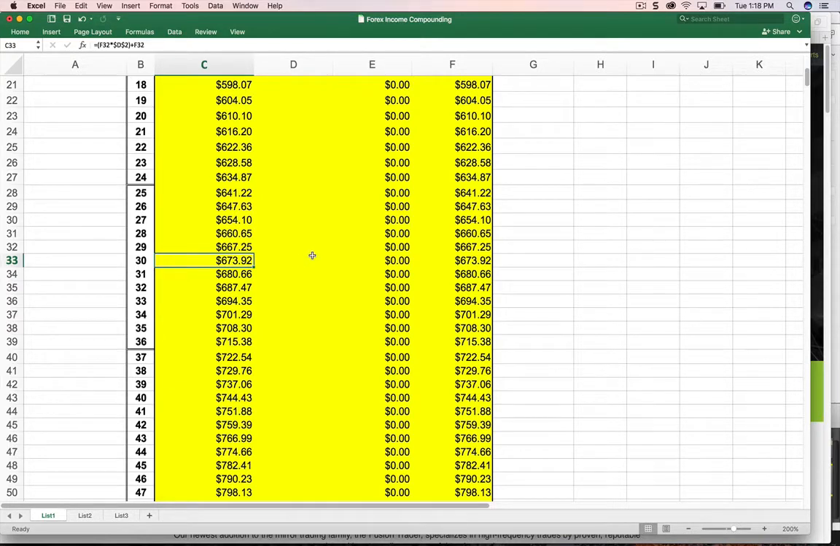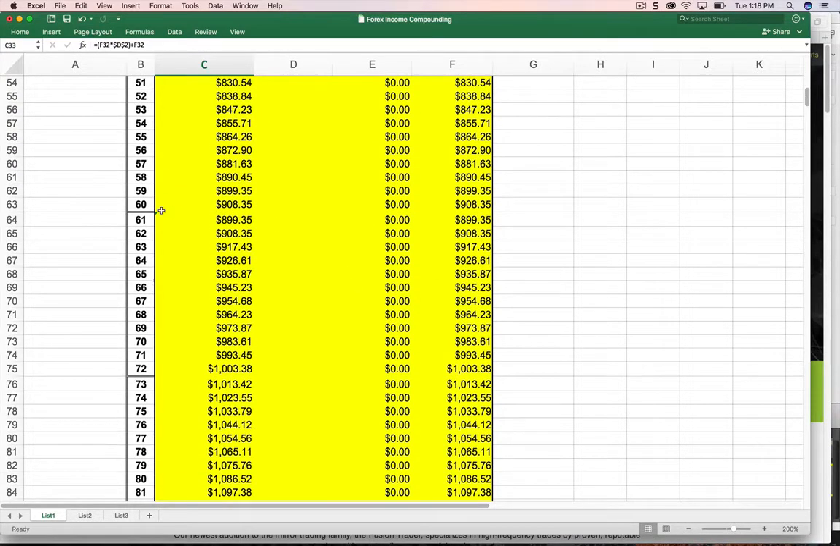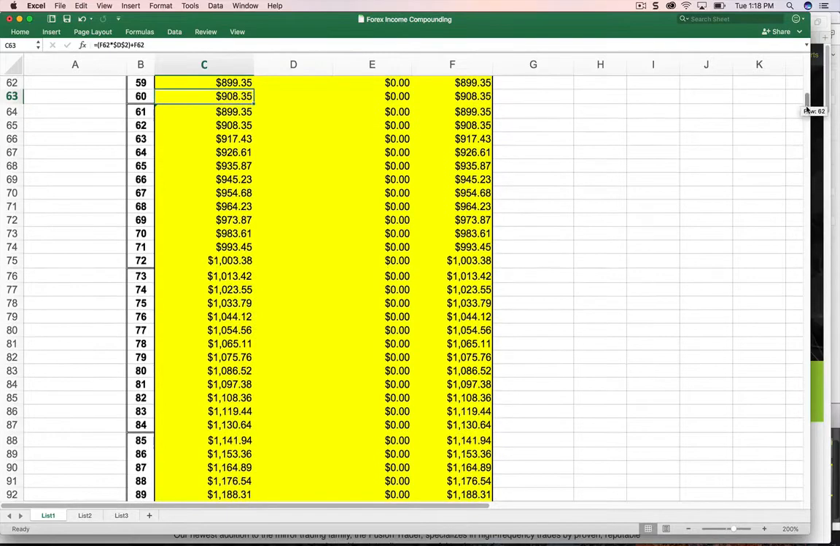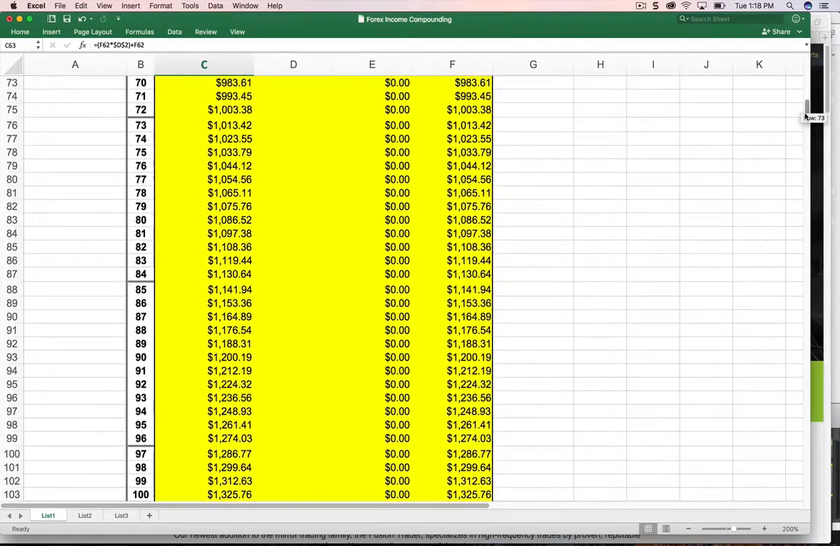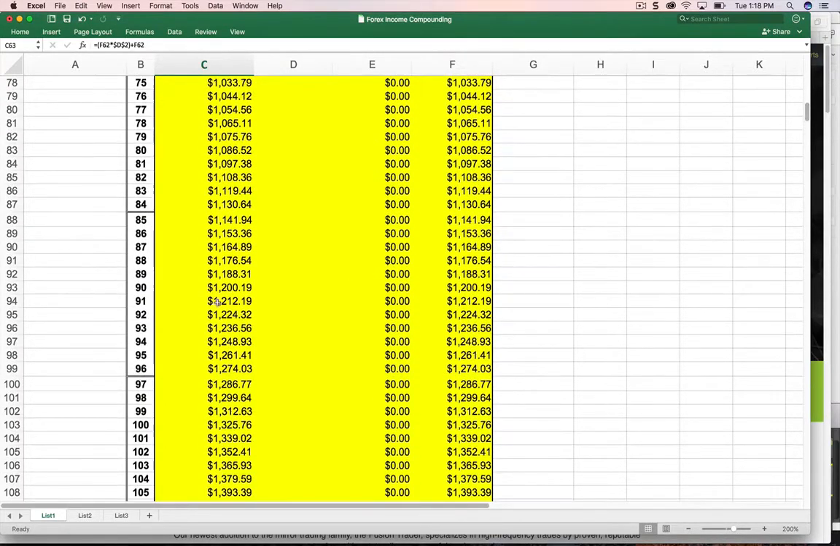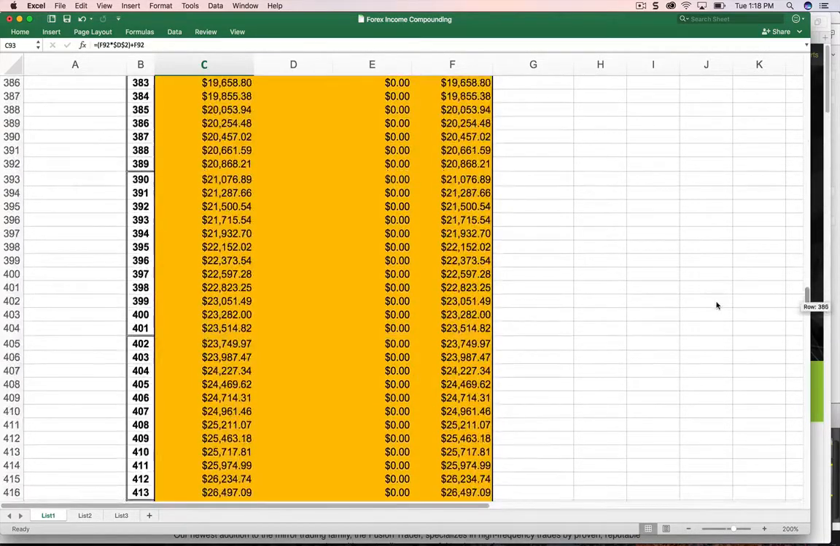So at the end of 30 days, you're going to have $673. At the end of 60 days, you're going to have $900. Again, would you rather have 1% a day or 1% a year? Now, mind you, this is legal money. This is not some scammy high yield investment program. You're doing this legally. At the end of 90 days, you have $1,200. Now, I'm going to scroll down to 365 days.